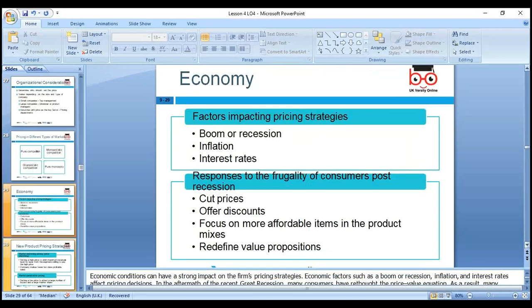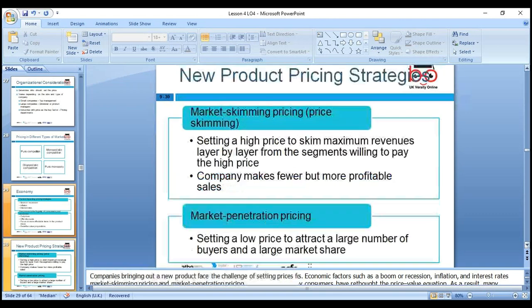The economy is a factor impacting pricing: boom or recession, inflation, interest rates. We need to look at recessions, cut prices, offer discounts, like during the credit crunch from 2010 onward. Some companies gained from it, like Poundland, Lidl and Aldi in the UK. Those are low pricing markets.